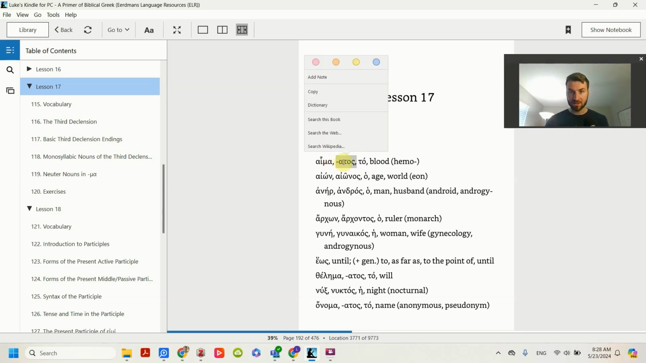But then this second part is the genitive ending. So when you first see haima, you might think, oh, that's a feminine word. It's first declension, right? Because it ends with an alpha. But you know that's not true because of the to, it's neuter. And then you see the genitive and you notice that it's not ou or es in this case, but it's atos. And so since the genitive has that os ending, that should alert you this is a third declension noun. And so it needs those third declension endings.